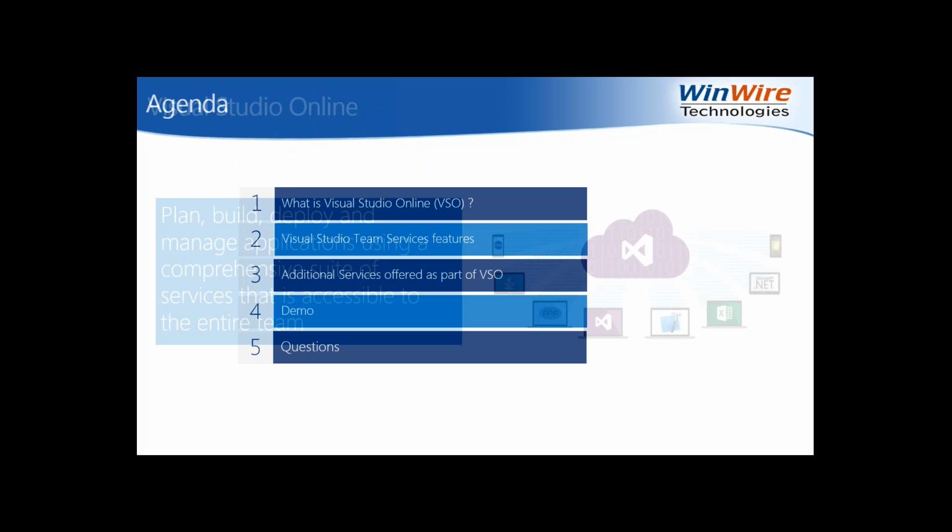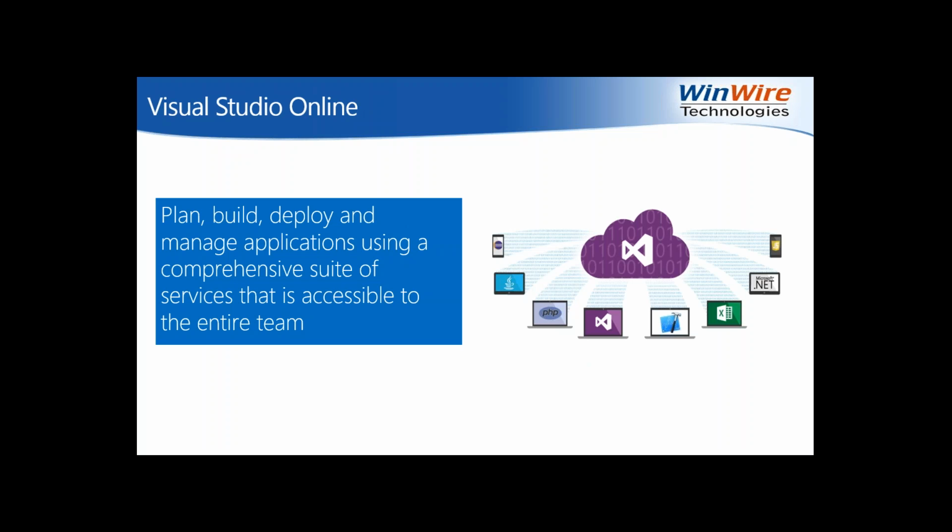So basically, what is Visual Studio Online, and what does it do for us? Visual Studio Online helps us to plan, build, deploy, and manage applications using a set of services which is available to the entire team. You can think of it as TFS plus a bunch of other additional services that are offered, which are there to complement it.